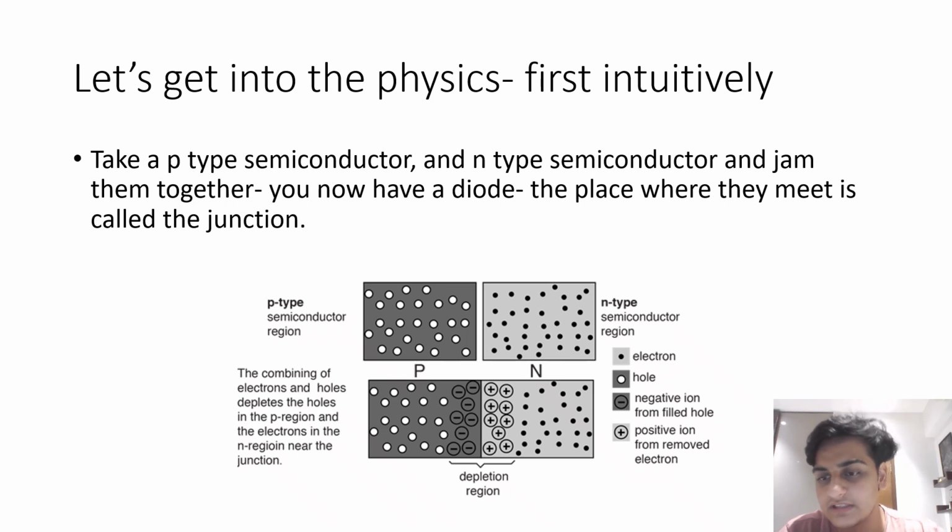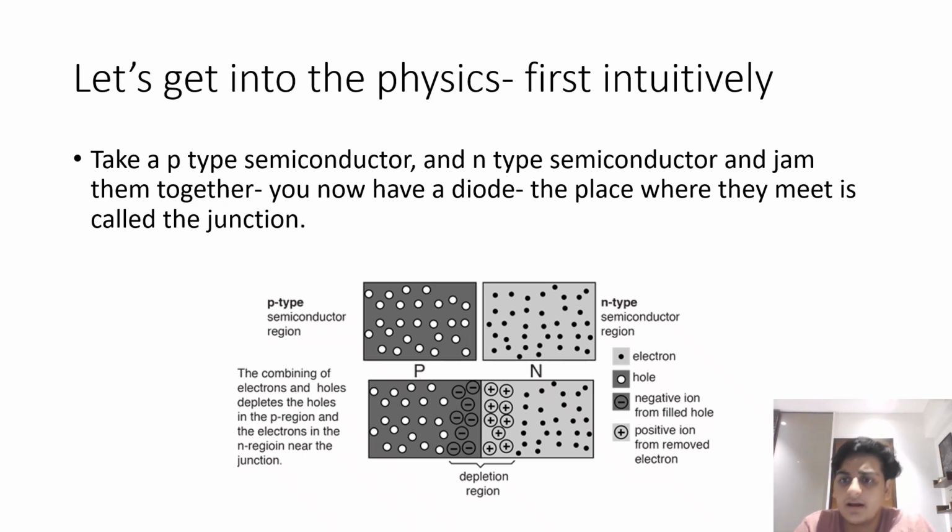You can just think of this as you take a p-type material, you take an n-type material, and you just jam them together. Where they meet is what you call the junction. That's why many a times it's called a p-n junction diode.